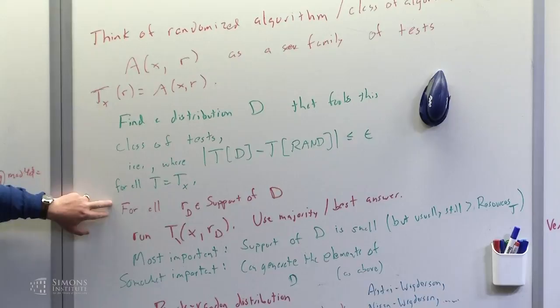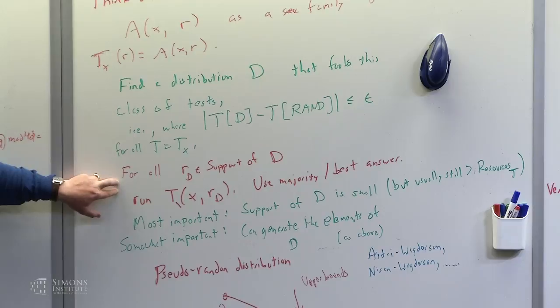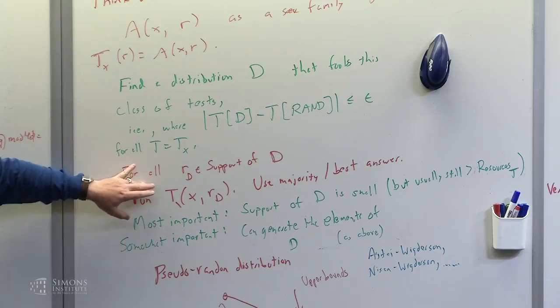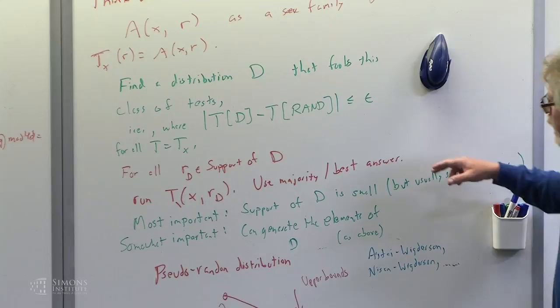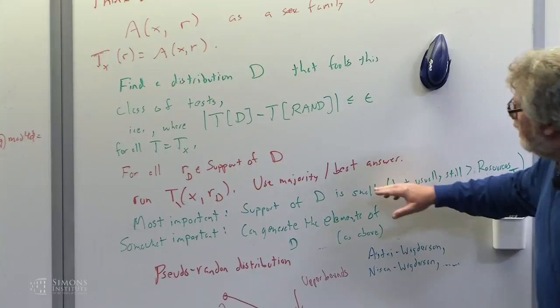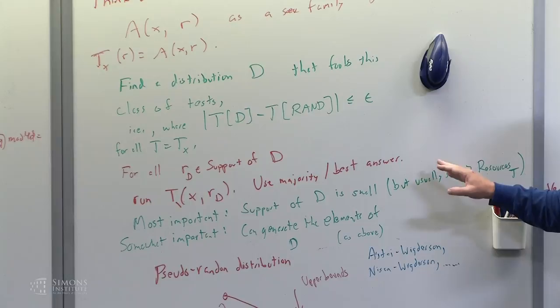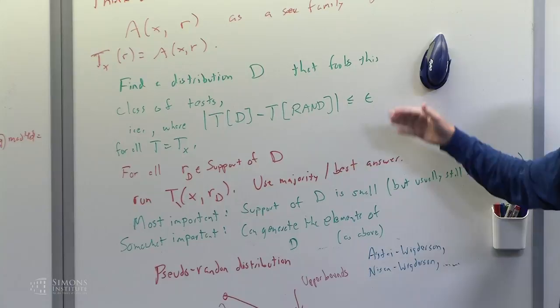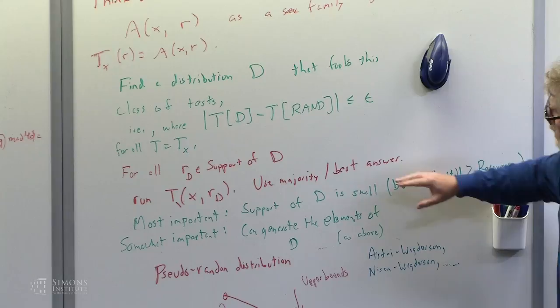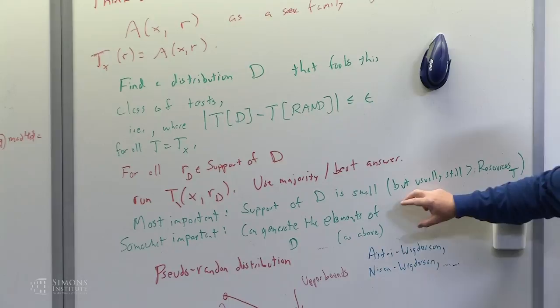So when we have such a distribution, we do what Mike did. We go through all the random strings that are in the support of the distribution, and we run the algorithm in parallel or sequentially or however we want for each such string in place of the randomness. And then we use the majority or best answer or whatever is appropriate to the problem. The important thing here is that it's really important that the support of our distribution be really small, because we're going to be exhaustively searching that support. And it's mildly important that we can generate the elements of the support in about the same amount of time. So the most important thing is small support or compression. The somewhat important thing is efficient generation.